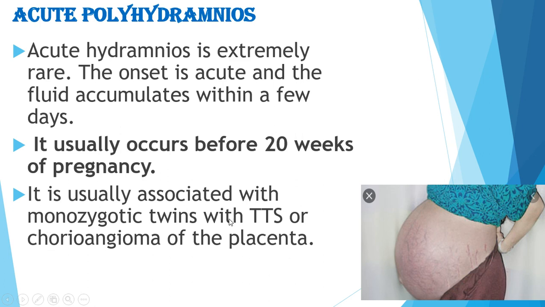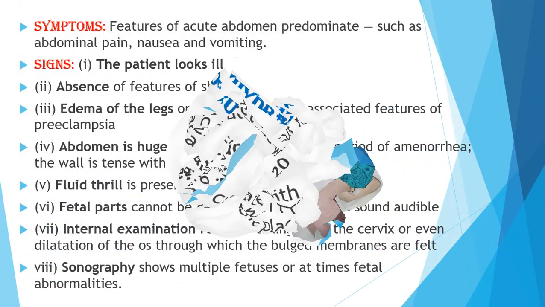It is usually associated with monozygotic twins and twin-to-twin transfusion syndrome, from one twin to the other twin. In a twin pregnancy, a vein connection from one baby to the other baby allows blood to pass from one to the other. That is the twin-to-twin transfusion syndrome, or chorioangioma of the placenta. Because of these problems, there is a chance of acute polyhydramnios developing within a few days.